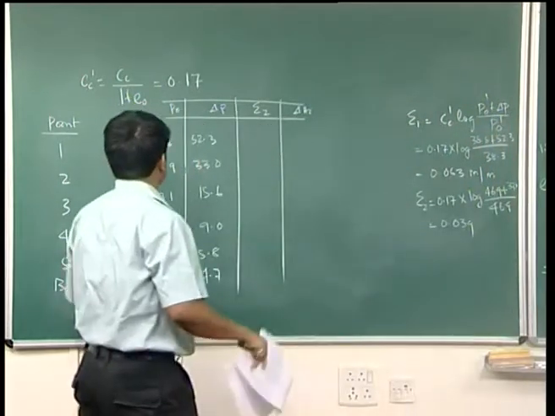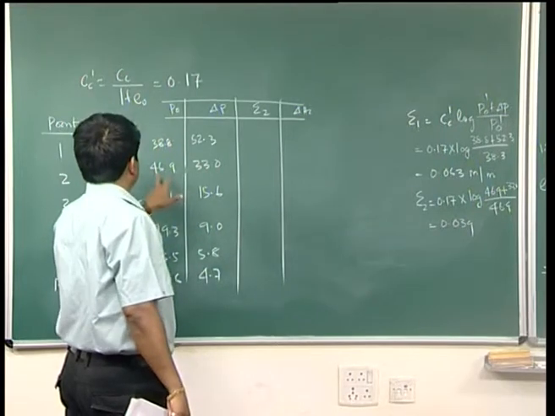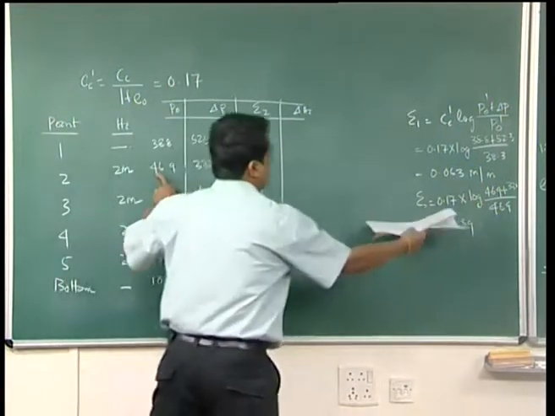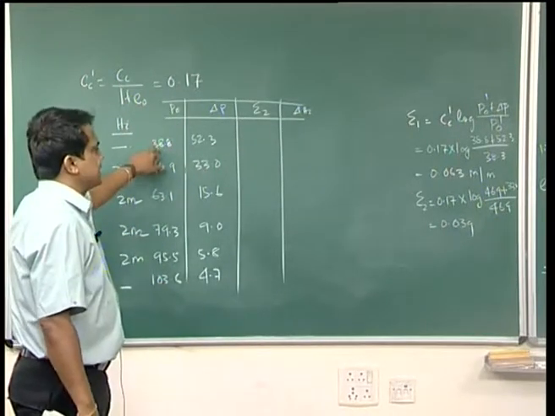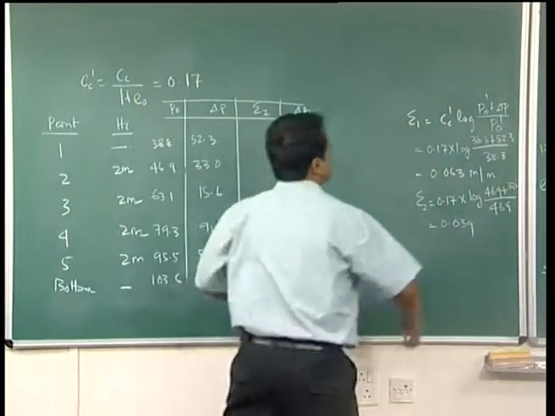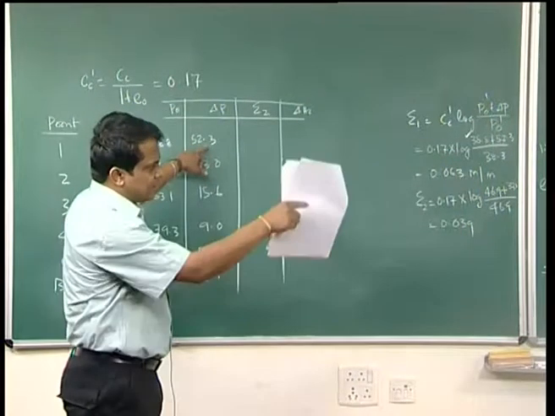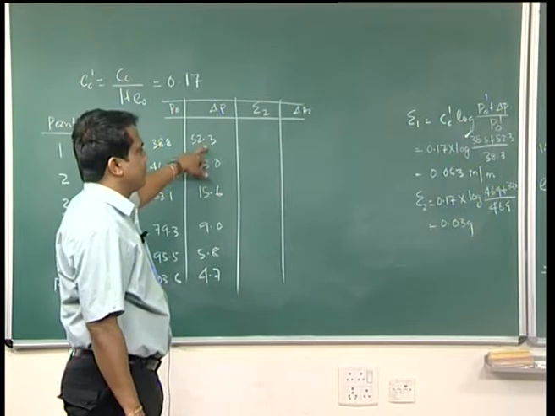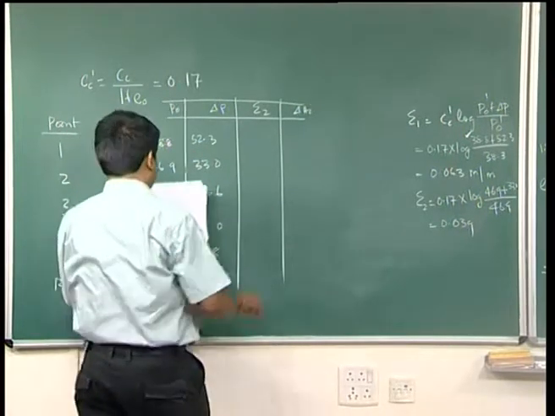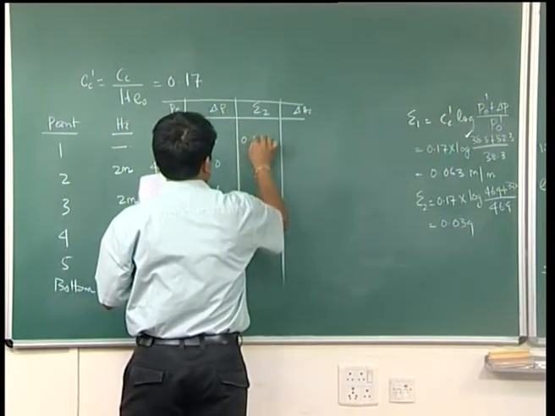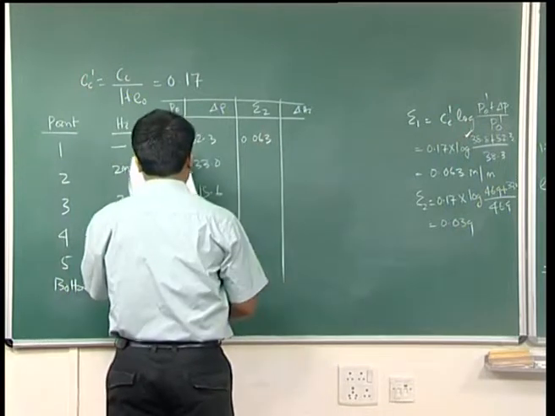So, P0 prime, in this case, the second case, is 46.9, and the increase in stress is 33.0. First case it is 38.8, so it is 38.8. The increase in stress by means of Boussinesq's it is 52.3, it will be 52.3. So, now these values I have written, 0.063, this is a typical calculation.